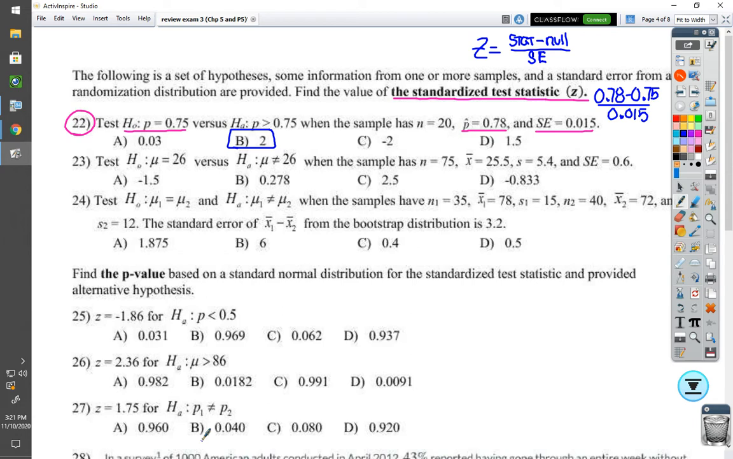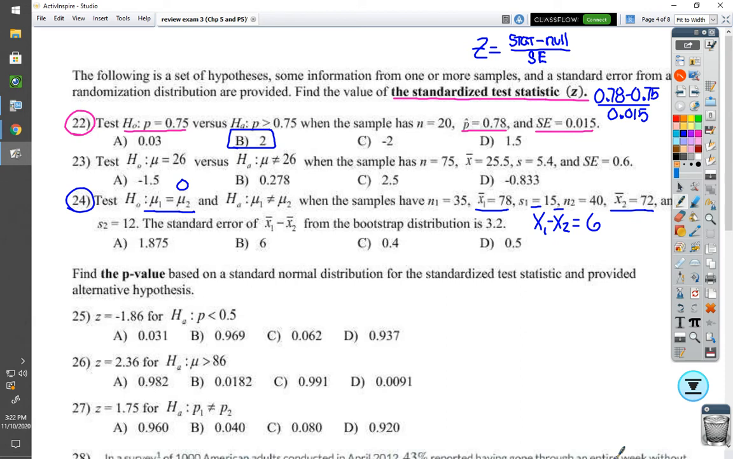We'll do number 24, same kind of thing. We'll find our values. First of all, we have an H sub 0. H sub 0 is mu1 equals mu2. Remember that also at the same time means that mu1 minus mu2 equals 0. This H sub 0 is centered at 0. We have a statistic of 78 for x bar 1, and we have a statistic of 72 for x bar 2. For us, that means x bar 1 minus x bar 2, because that's our stat, is going to be 6.